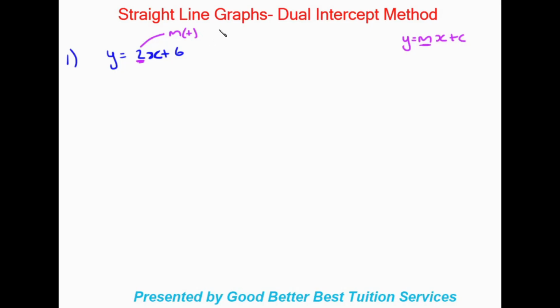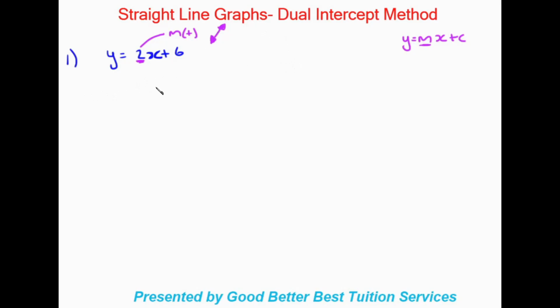With a positive gradient, our graph will head in a direction like this, okay? It's going to head diagonally like this on our graph. So this is how a straight line graph is going to go with a positive gradient. With a negative gradient, it would obviously go the other direction. So let's move on now to our second step.